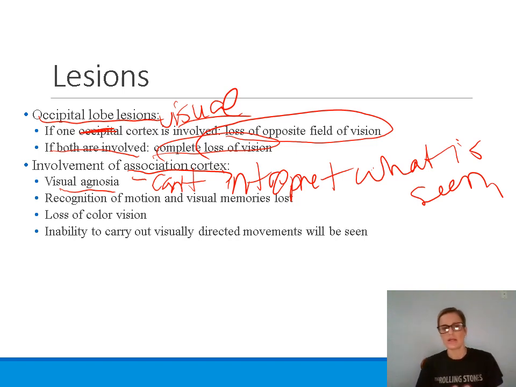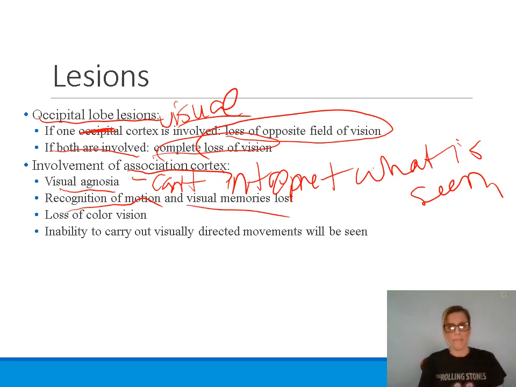So other things that are lost in this case are the recognition of motion. Because motion is like putting together multiple things that you're seeing and making sense of them, right? Something is here, then it's here, then it's here, then it's here, and you have to put all of those pictures together to understand motion. And you can't do that. The association area does that. It combines the pictures to make sense of motion. So you lose the ability to recognize motion.